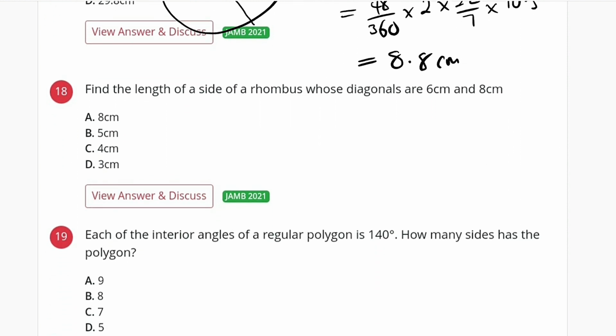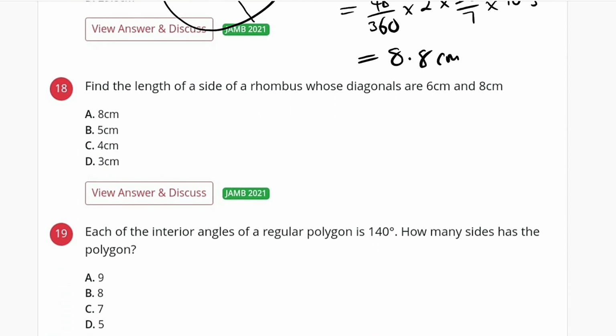Number 18. We are asked to find the length of a side of a rhombus whose diagonals are 6 and 8 respectively. You know, a rhombus is a kind of square, but a compressed square. So it looks like a kite, but all sides are equal. So it's something like this, where if this is x, this must be x, this must be x. All the sides are equal. So these are the diagonals.